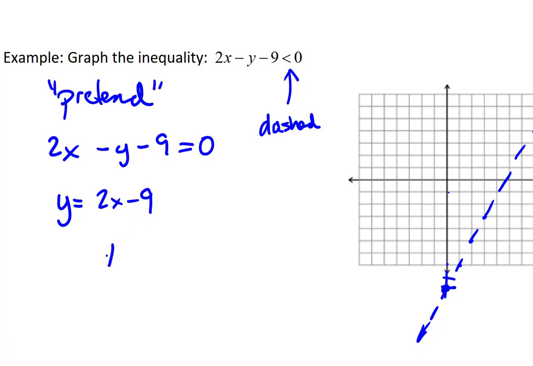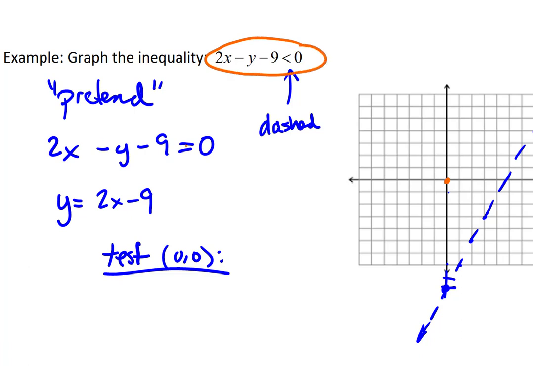And then secondly, we want to test a point. Now, we just have to pick any point that's not on the line. Of course, my favorite is 0, 0, because plugging in zeros is easy. To test that point, we have to go back to the original inequality, not the equation that we were pretending with. The equation was only there to help us get the graph. Now we need to test it using the inequality.